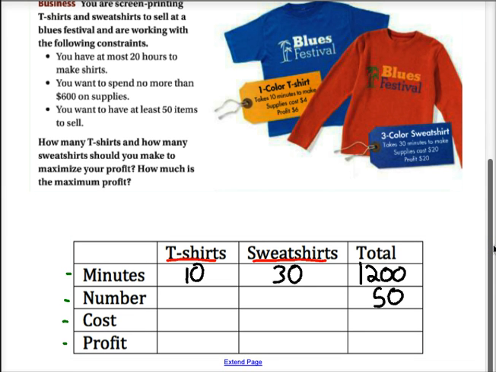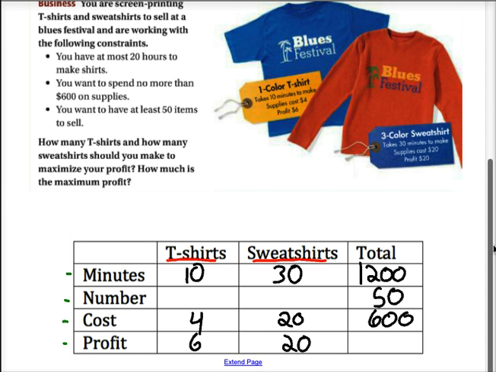The cost, well, it says it costs $4 for the t-shirts, $6 for the sweatshirts, and we want to spend less than $600. And profit, we profit $6. Oh, whoops, I'm sorry. I put the wrong information here. The sweatshirts take $20 to make. You get $20 of profit, and we want to maximize the profit.